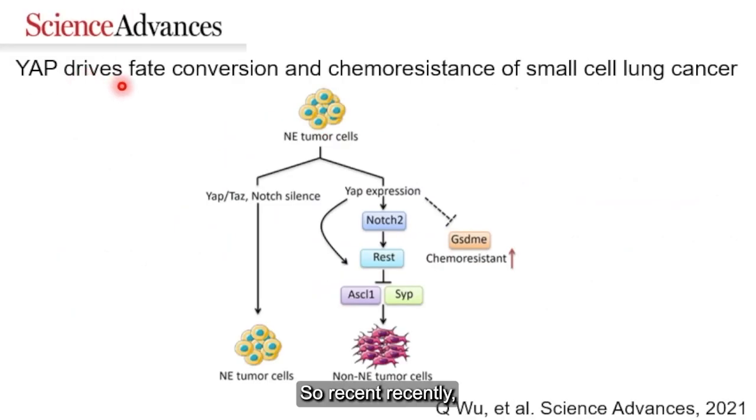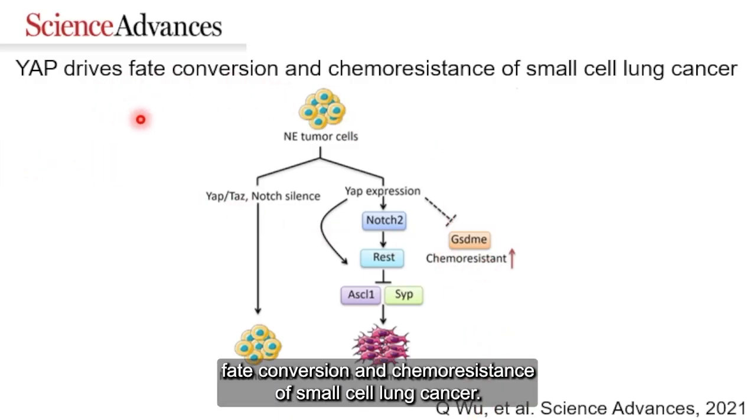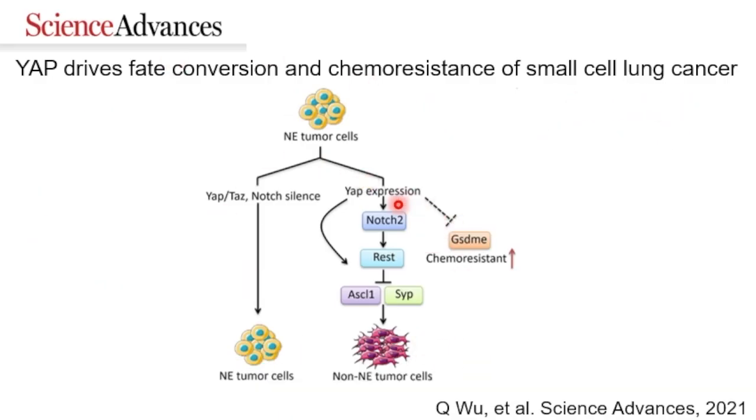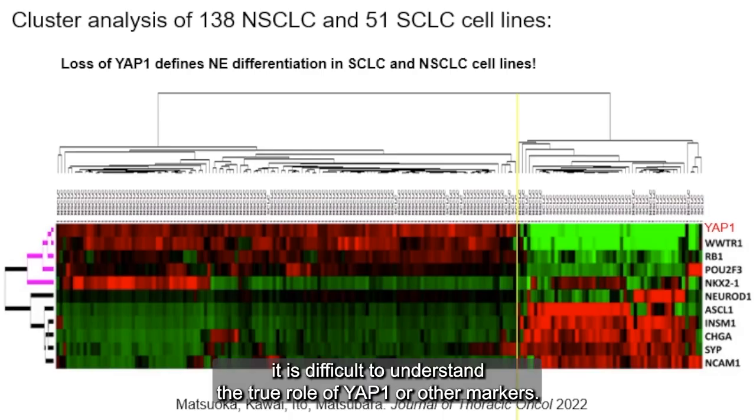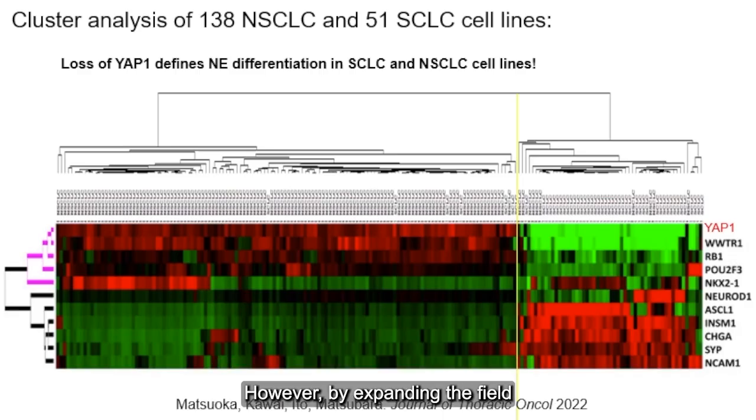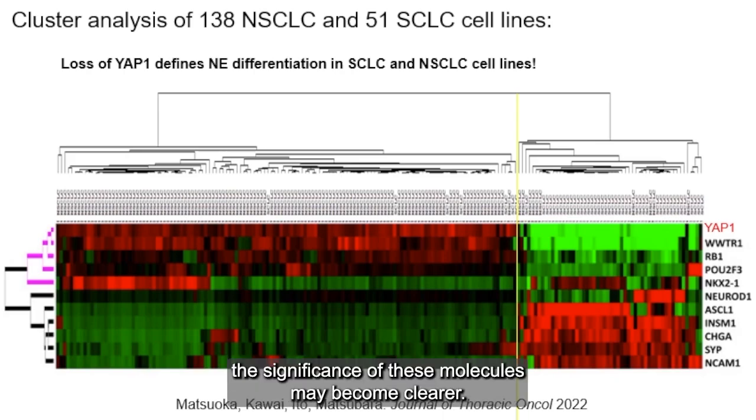So recently, Ku et al. reported that YAP1 drives conversion and chemo-resistance of small cell lung cancer, like this. Focusing only on SCLC, it is difficult to understand the true role of YAP1 or other markers. However, by expanding the field of view to NSCLC, the significance of these molecules may become clearer.